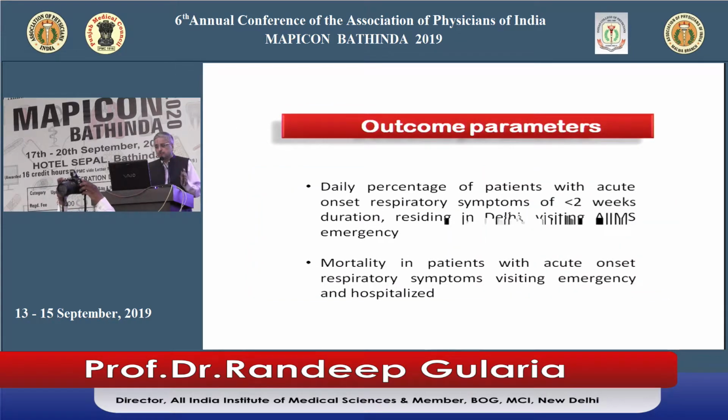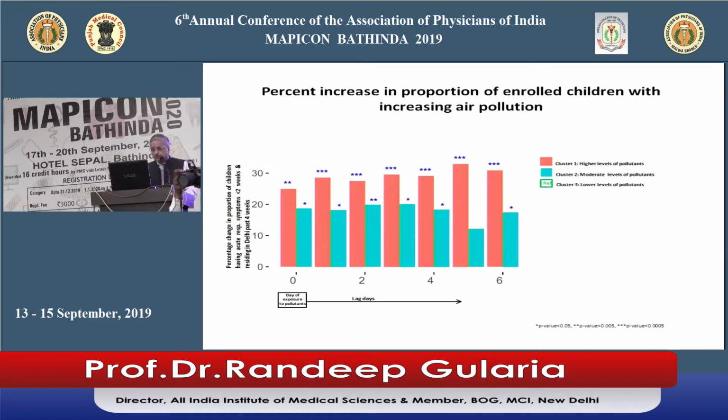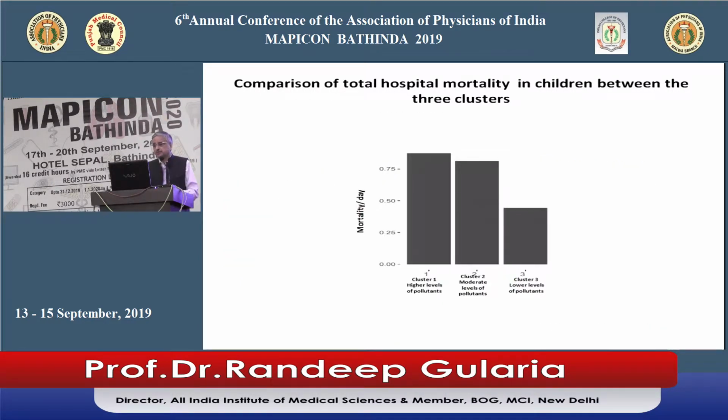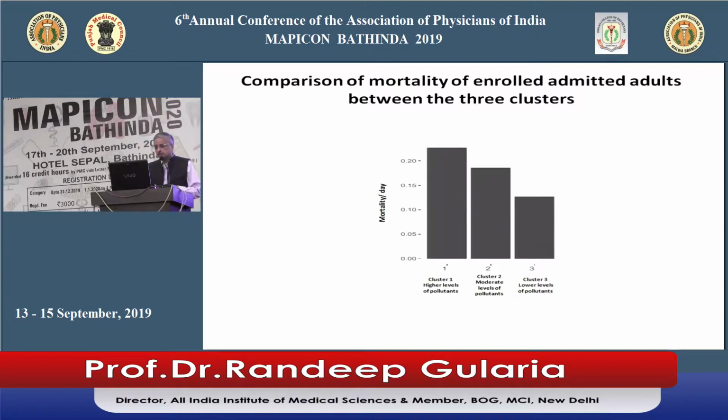We looked at the daily percentage of patients with acute onset respiratory symptoms of less than 2 weeks coming to our emergency department, both the pediatric emergency and the adult emergency, and also looked at morbidity and mortality. We divided them into 3 clusters: those with high levels of exposure to pollutants, moderate levels, and low levels. What we found was that on days when there are high levels of air pollution, the cluster with high exposure increases significantly as far as children are concerned, and this was associated with high hospital mortality. We found similar data in adults: those who come with acute respiratory problems from areas where pollution levels are high have much higher mortality than those with low air pollution exposure.